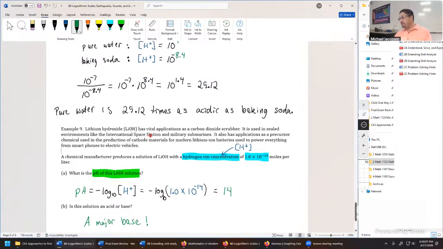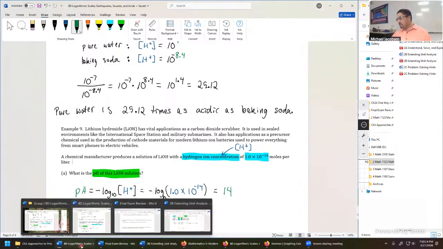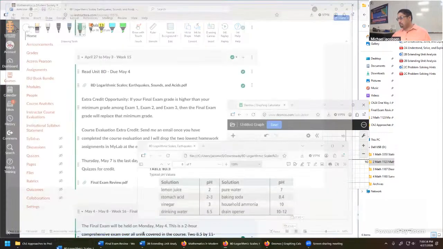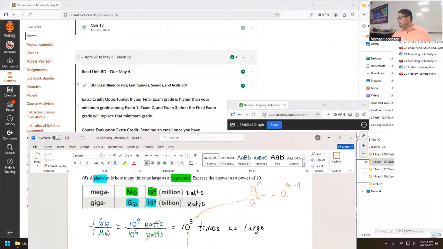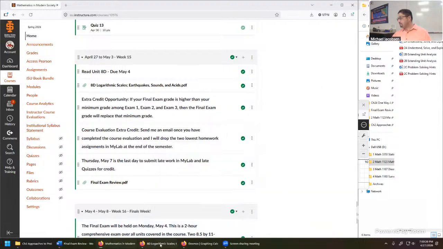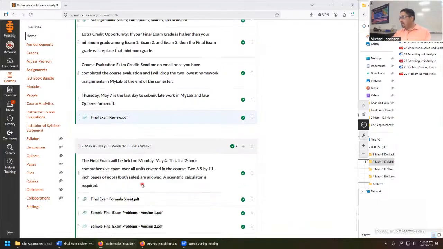But again, pH is kind of a weird scale. It's hard to even define what's going on when you say things like hydrogen ion concentration. So that makes it a good unit to end on for the course. For now, we're fully in review mode for the rest of our time this week. We're going to be spending the rest of our time going through the final exam review.